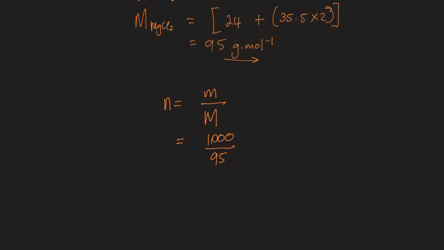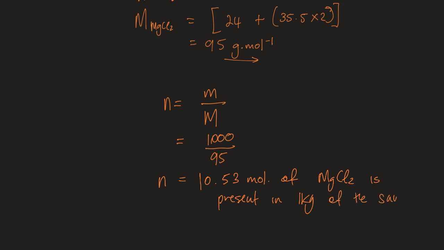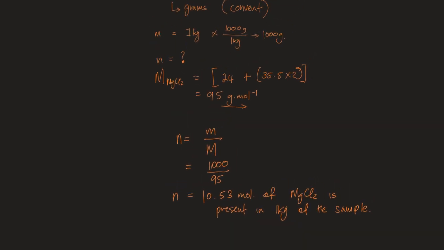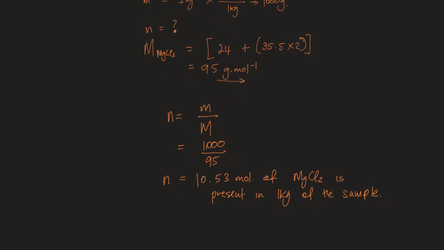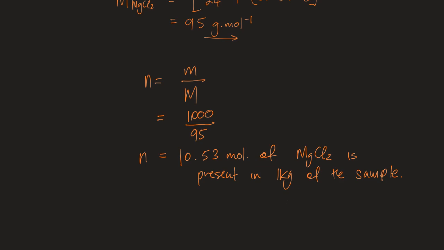So 1000 divided by 95, put into your calculator, and n is equal to 10.53 moles of MgCl2 is present in 1 kilogram of the sample. Get used to statements in chemistry. Same thing with kinematics. It says in the direction of motion, things like that. In chemistry, we also write these statements out.